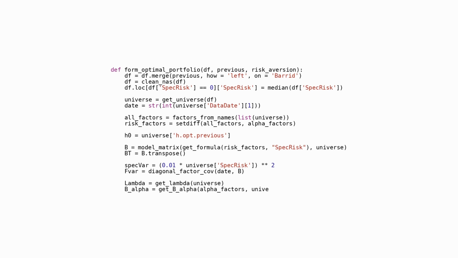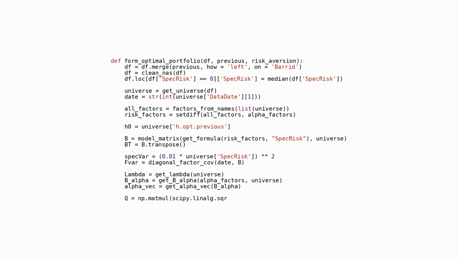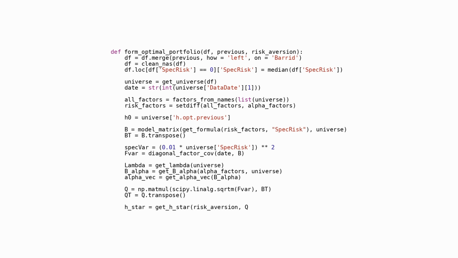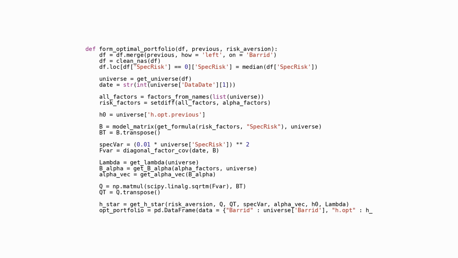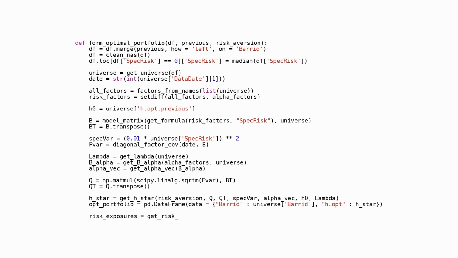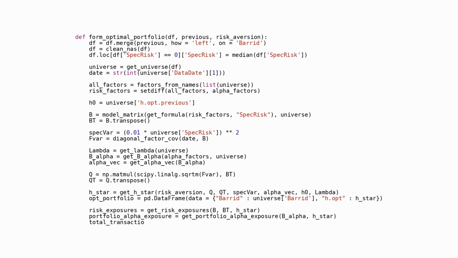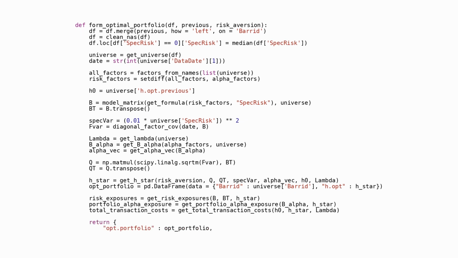The variable lambda likely holds transaction cost data or a risk aversion measure to penalize deviations from the previous holdings h0. The alpha_vec represents the expected returns vector, and the calculation of the new optimal holdings h_star is influenced by the existing portfolio h0 and the risk_version coefficient. The risk model components such as Q and QD are related to the factor covariance matrix var and specific risk spec var. Finally, the function calculates and returns an optimal portfolio opt_portfolio with the holdings h.opt, the associated risk exposures for the portfolio, and the alpha exposures.